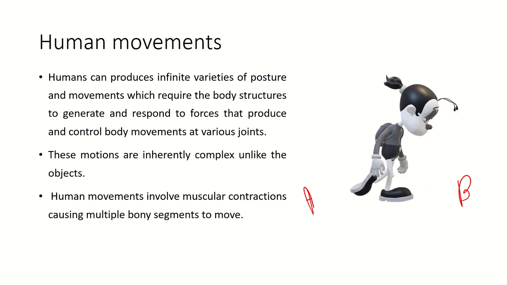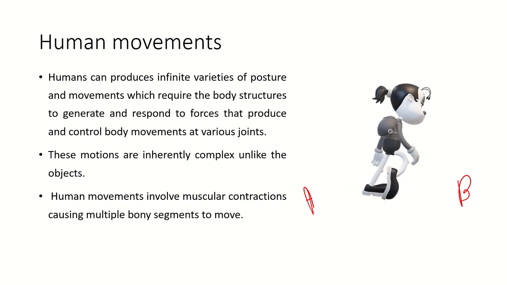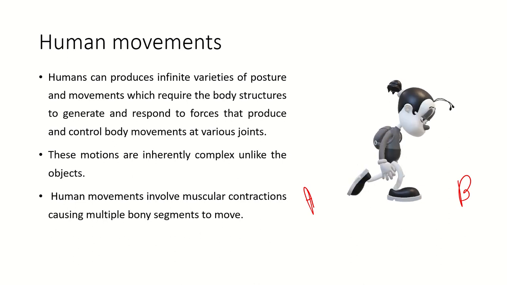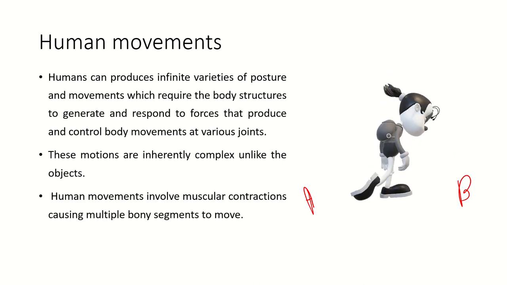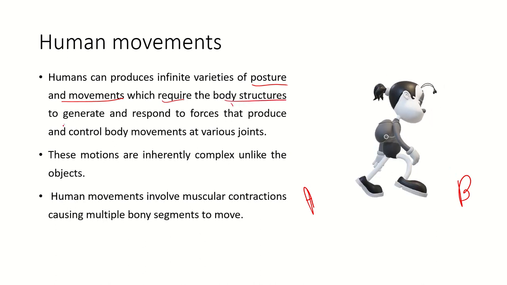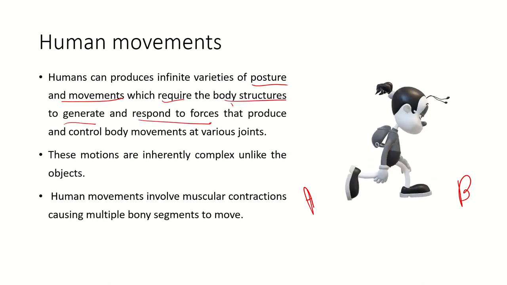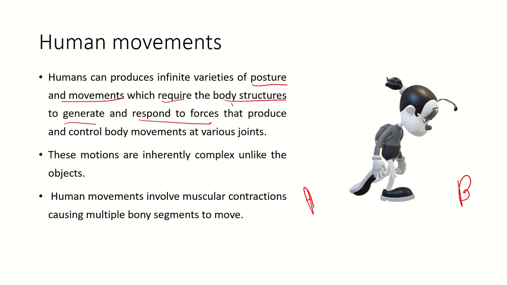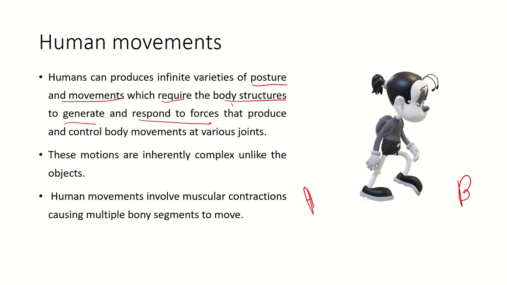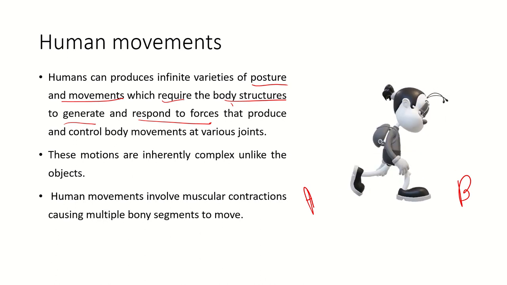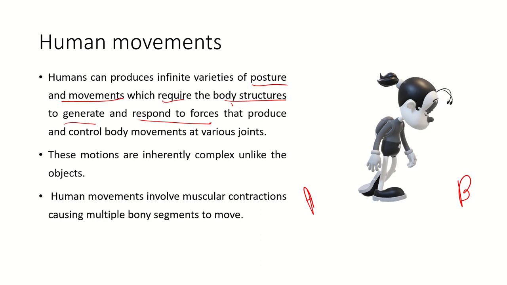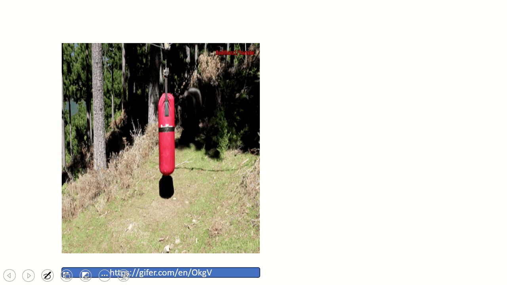Now, this happens because all your joints are connected to the brain by the nervous system. Thus, humans can produce infinite varieties of posture and movement, which require the body structure to generate and respond to forces that either produce or control the body movement at various joints. Now, these motions or movements are very complex when you compare them to a robot. Human movements definitely involve muscular contraction and relaxation at various multiple bony segments, that is joints.